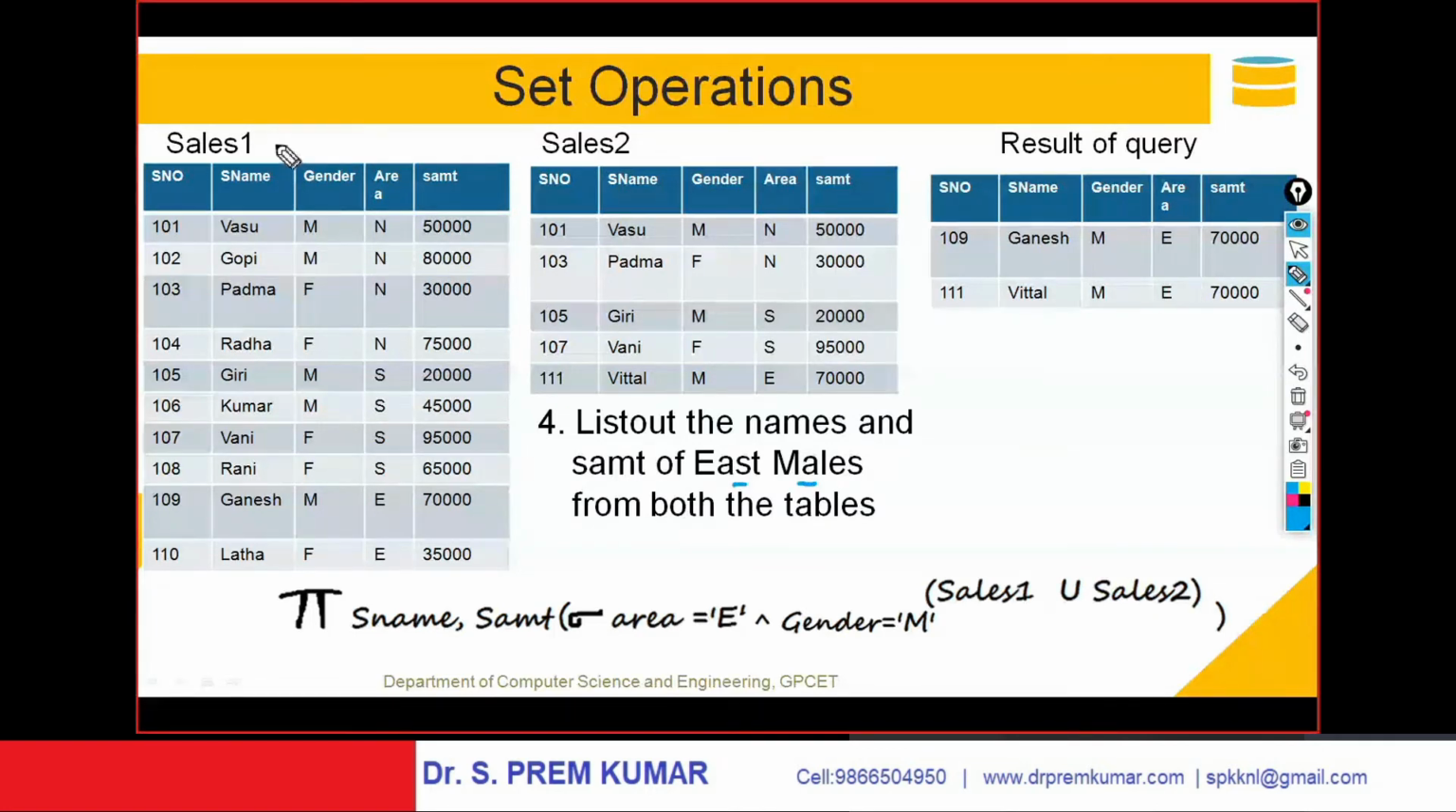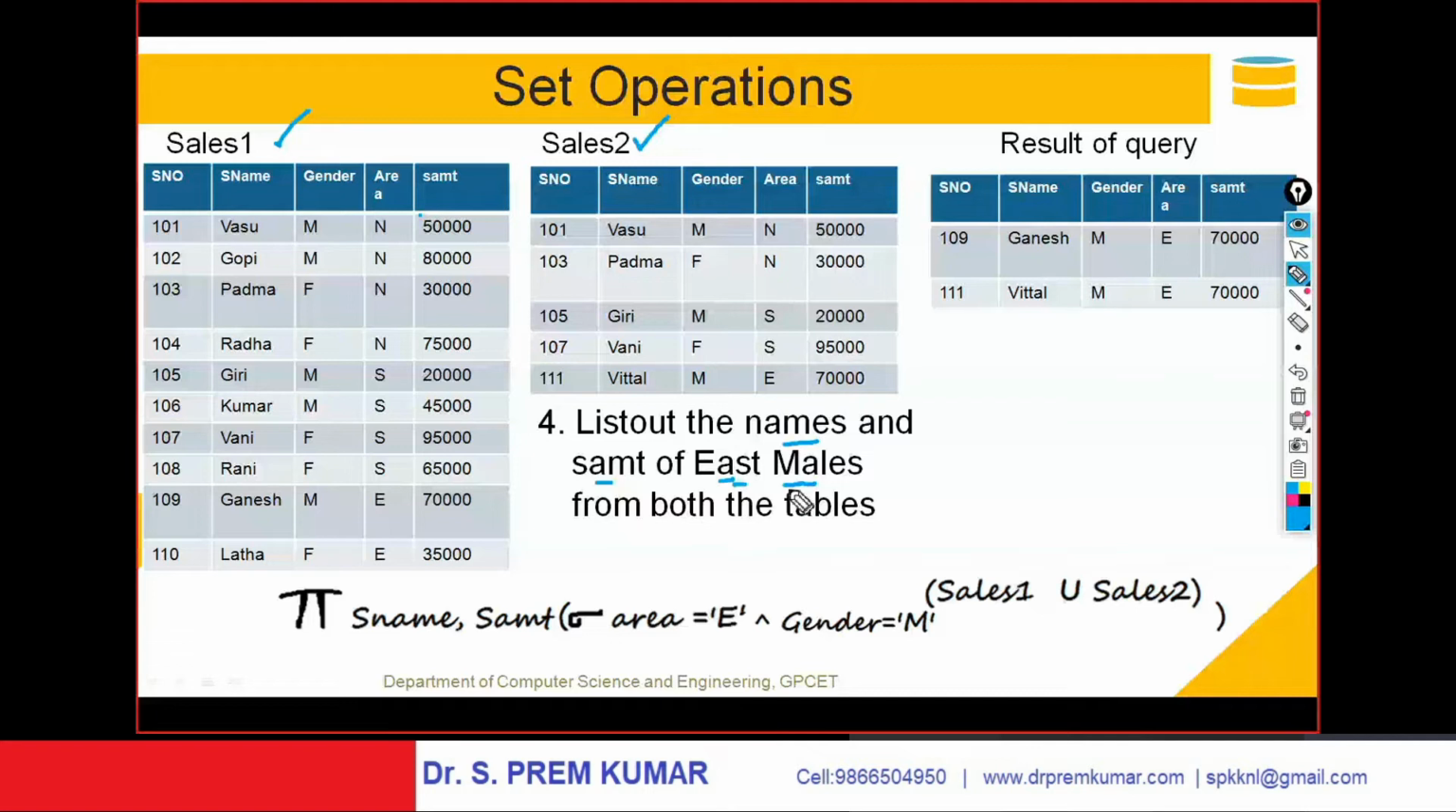So there is a table called Sales 1 and a table called Sales 2. From both the tables, I want to pick up only the names and sales amounts of East males. They should belong to East and they should be male. I want names and sales amounts of East males from both the tables.